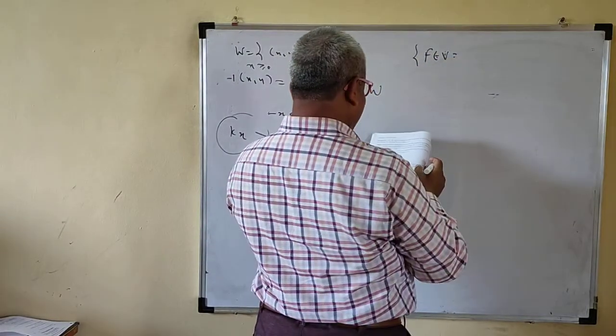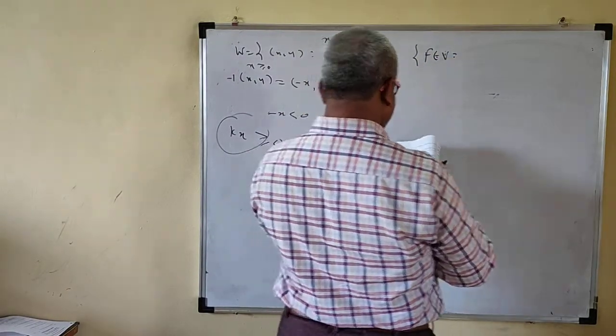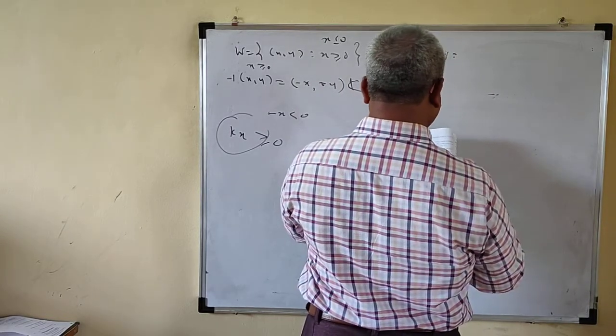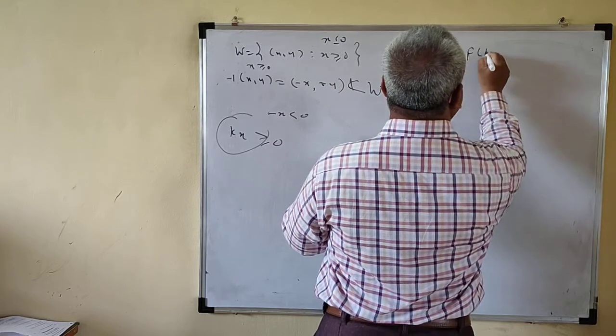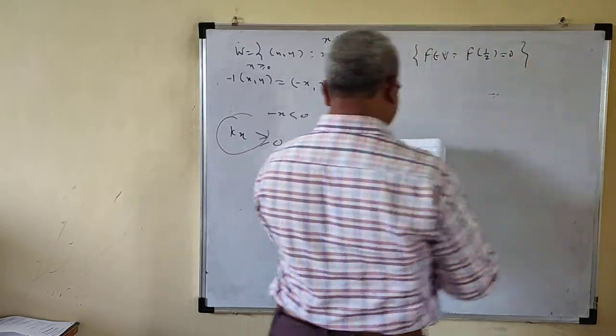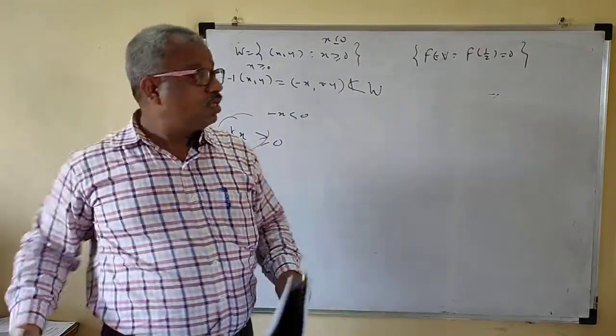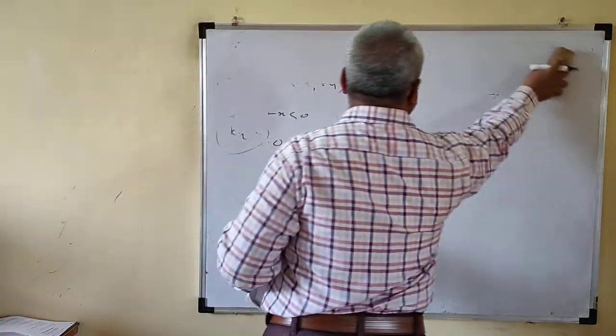Now you know that f belongs to V, where V is the set of all continuous functions defined on a closed interval such that f of half is equal to 0. Then W is a subspace.